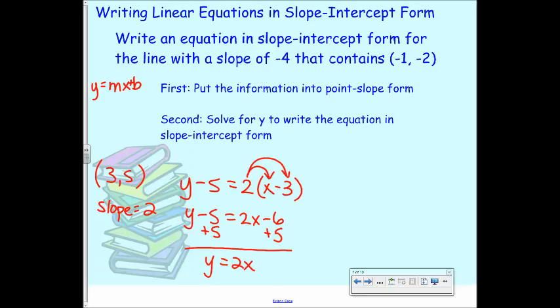All right? So if you are given something like this and asked to write it in slope intercept form, first, plug it into point slope form, and second, isolate y. Brendan. Is there a way to go from slope intercept to point slope? Yes. Do you want to do it? All right. Yeah, you could do it.